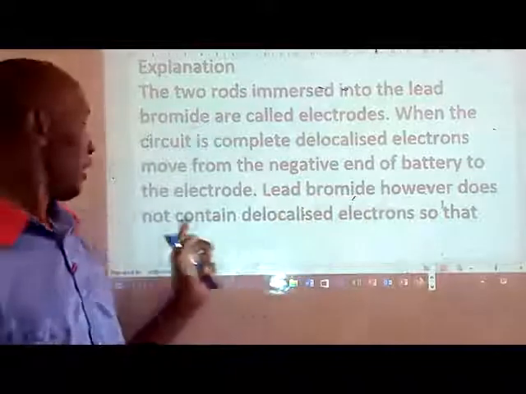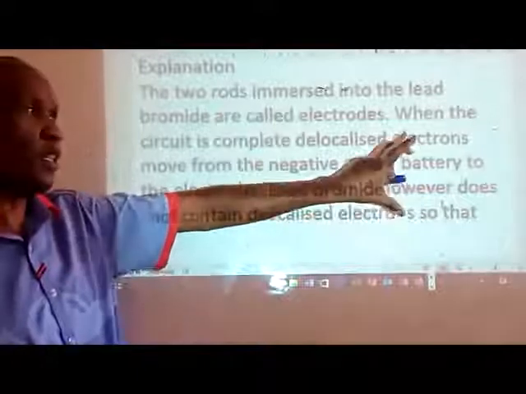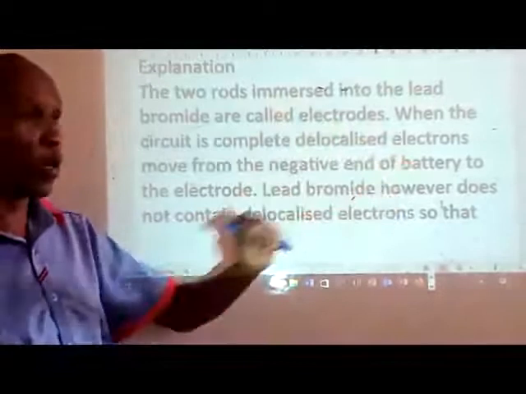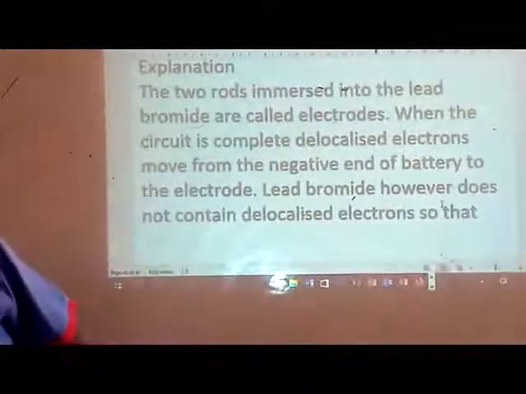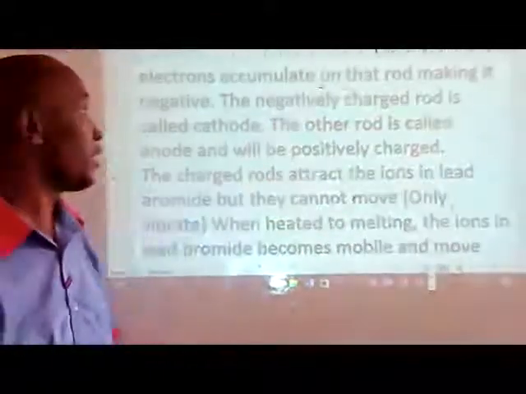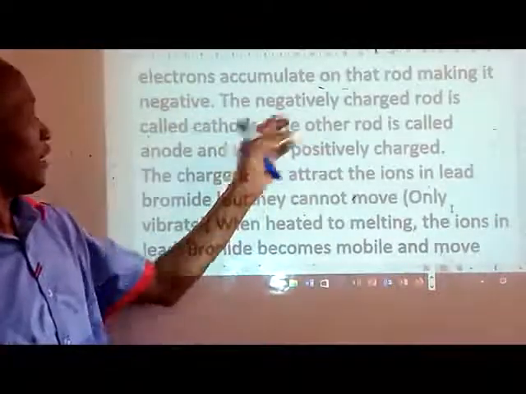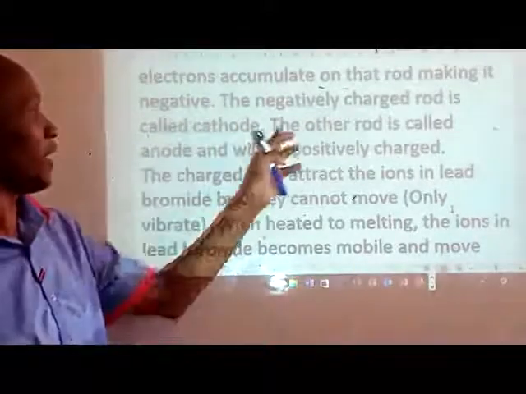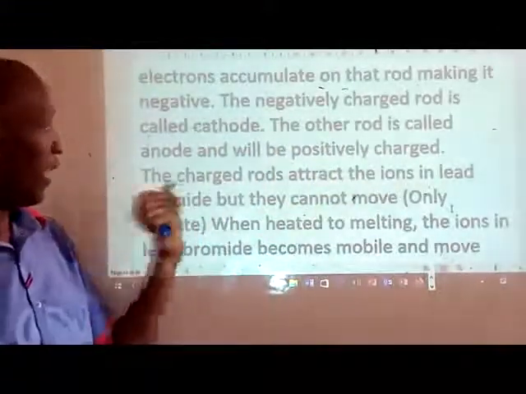The lead bromide, however, does not contain delocalized electrons. It has ions. All the electrons there belong to either lead or bromide. There are no delocalized electrons as there were in the wire. So when the electrons accumulate there, they make that rod negative. So the negatively charged rod will be called the cathode. Let's note that. Now the other rod will be positively charged and will be called the anode.